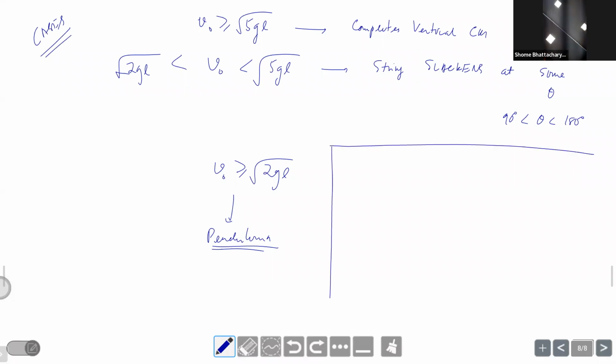Okay, understand. What if it's given that it is root 6GL? And after that, you find out how many circulations will it make. No, see, there is no non-conservative force. So no dissipation of energy. So it's completing one vertical circular motion. It will keep going every time.